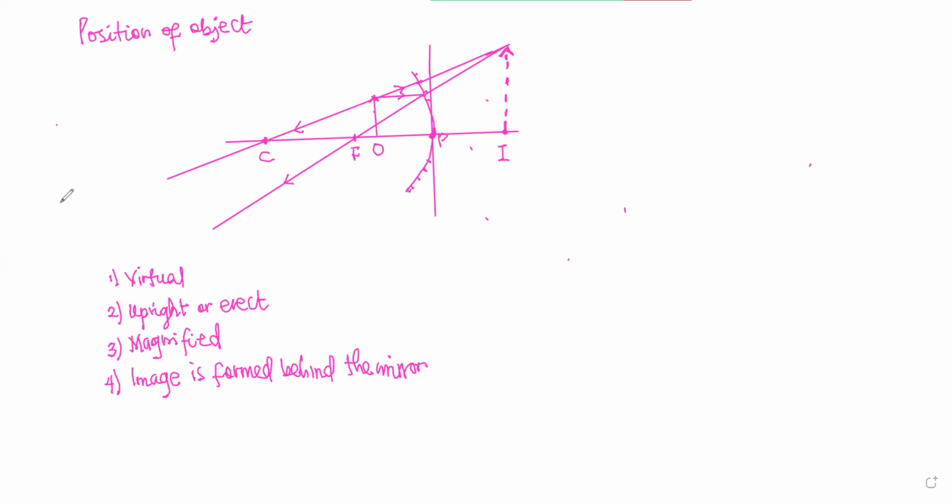I hope that's understood. If you have any question to ask, quickly do that. Then we have two key positions to look at. What will be the nature of the image when the object is at F? When the object is placed at the principal focus, how would the image look? And when the object is at infinity, what will also be the nature of the image?